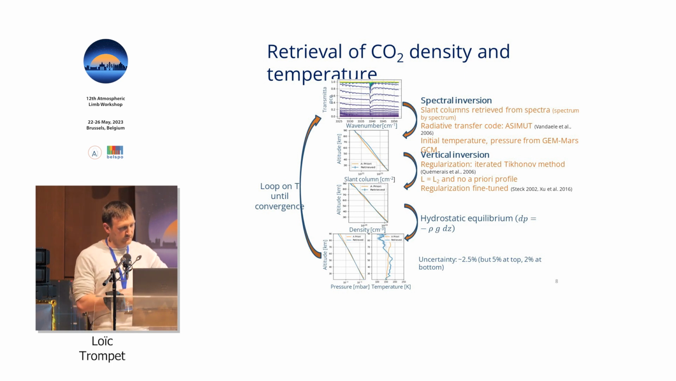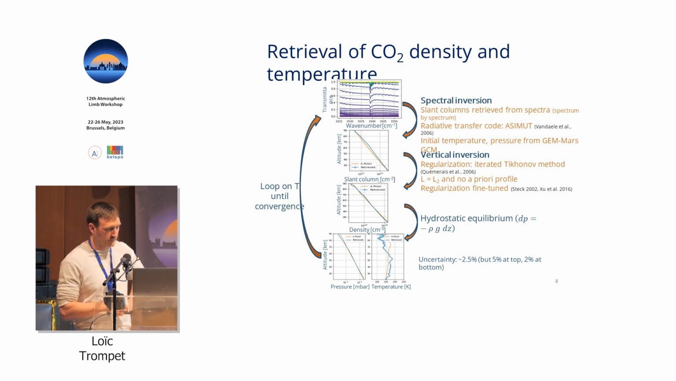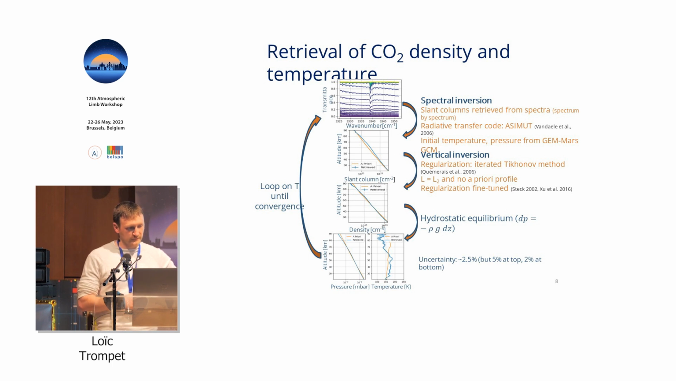And once we have the local density, we can convert this into pressure with the hydrostatic equilibrium equation. And once we have the density and the pressure, we use the ideal gas law to get the temperature. The lines of CO2, in this case, are sensitive to pressure and temperature, so we feed this back to the first step. It usually takes between 1 and 5 iterations to get a converged profile.